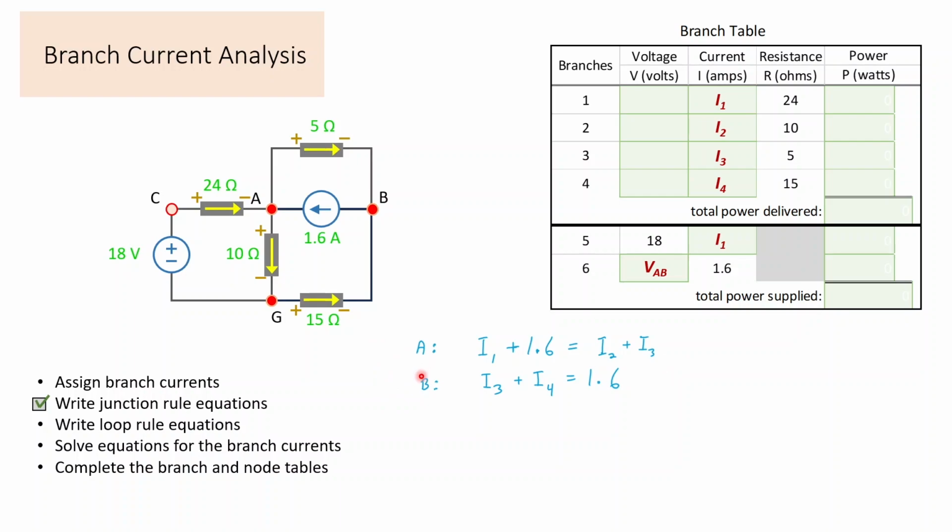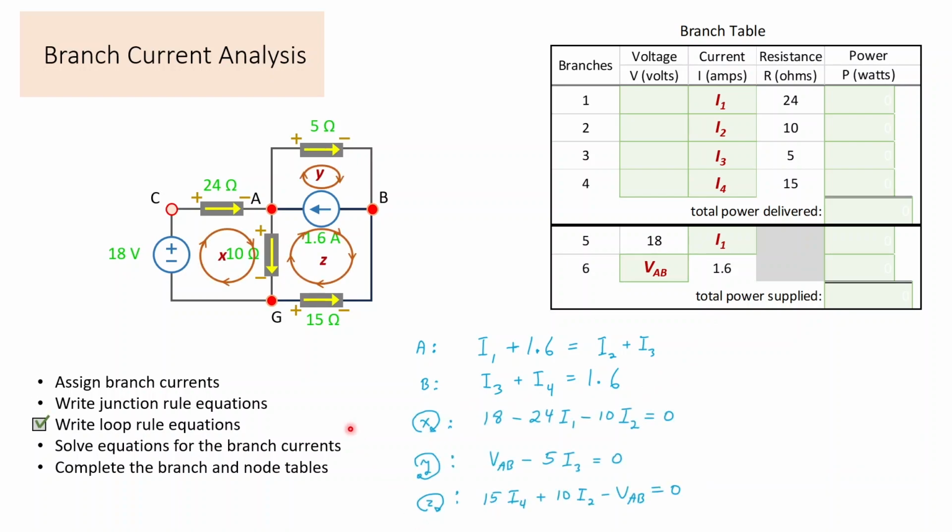Now, there's 2 of these equations, which is basically for branch current analysis, the number of shaded nodes, or essential nodes, minus 1. So my second equation now could be B or G. I can take any 2 of the 3 shaded nodes. So I've taken A, I'm going to take B. So at B we have 1.6 leaving, and entering comes the currents through the 5 and the 15 ohms. That's I3 and I4. So that's our 2 junction rules.